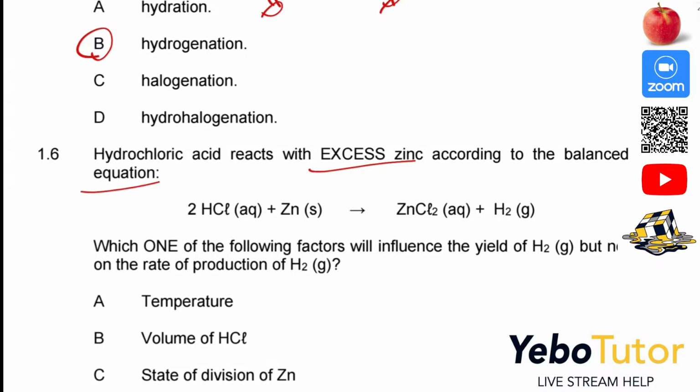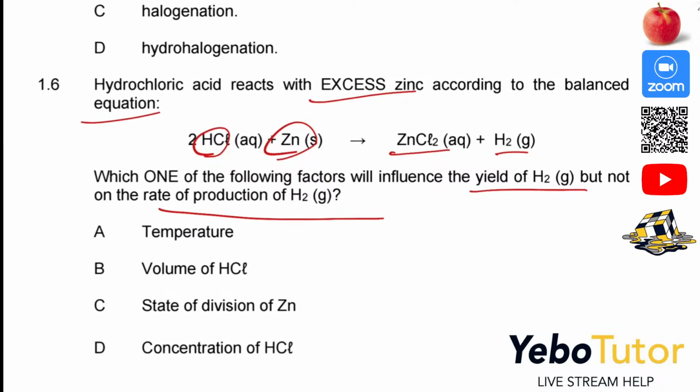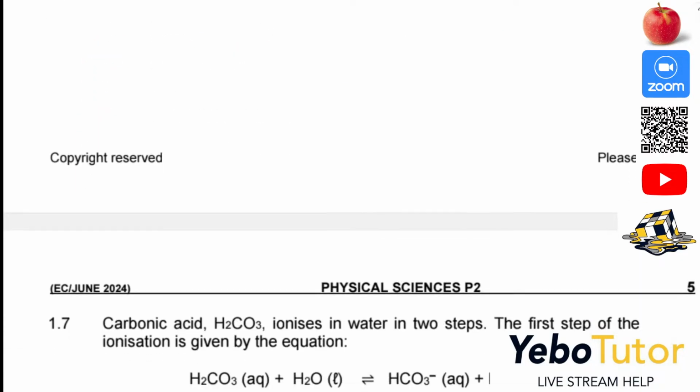As you can see, 2HCl, which is hydrochloric acid, with zinc, and of course we can see that will produce that. Now, which one of the following factors influence the yield of H2, which is the hydrogen gas, but not the rate of the production? Definitely what will influence there on our 1.6 is just easy, guys. We know that will be the volume of the hydrochloric acid, so that we can see how much it can influence that. So that will be that.